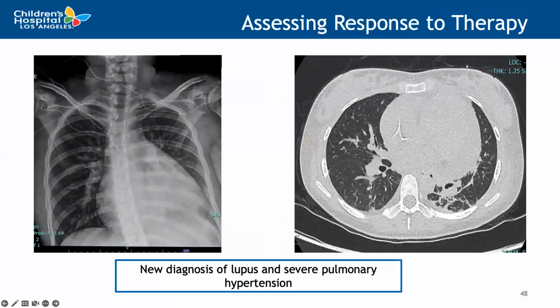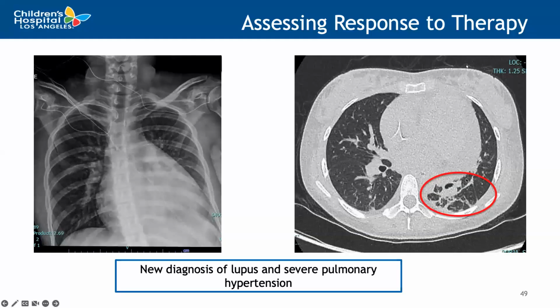And so my final case that I'm going to present is a patient that we were actually able to use the perfusion and ventilation mapping to guide management. This was a patient with new diagnosis lupus and severe pulmonary hypertension. As you can see, she had severe cardiomegaly on her chest x-ray and also on her CT. And then I want to draw your attention to this left lower lung where most of her lung parenchymal disease related to her lupus was present.